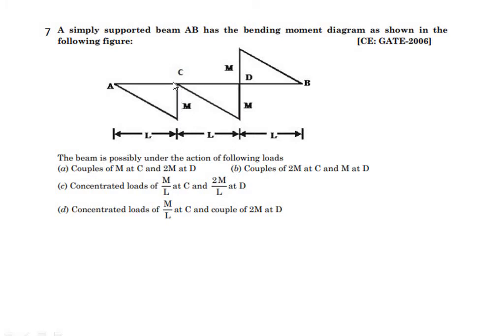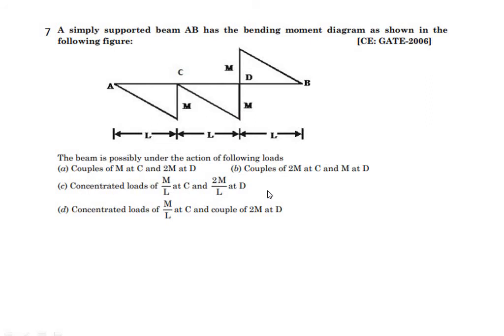A sudden increase in moment can only be possible if you have a couple of equivalent magnitude. So a couple of M is acting here, at the point C. So check the answer, couple of M at C. Right, so A may be the right answer. Couples of 2M at C is not possible, since only a magnitude of M is rising. So B is not possible.